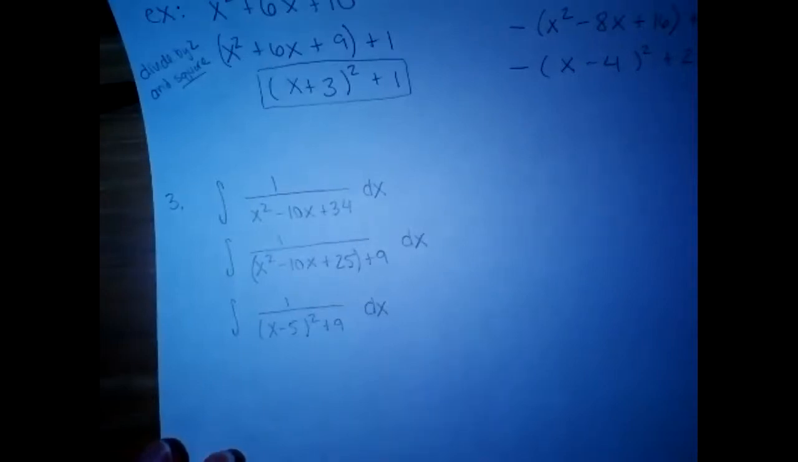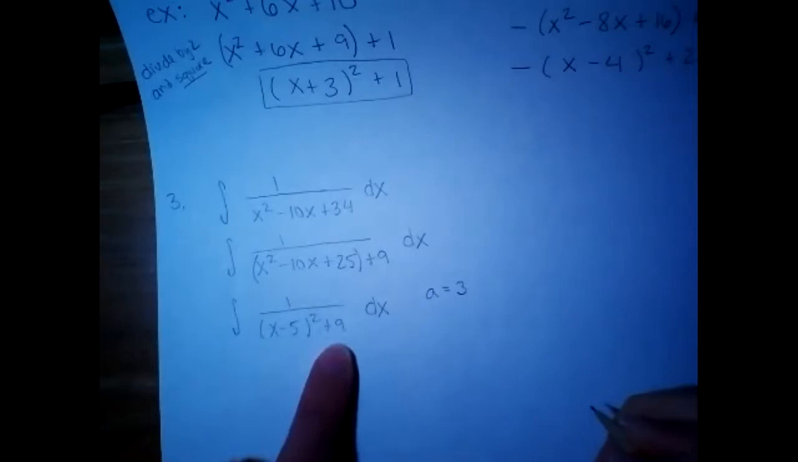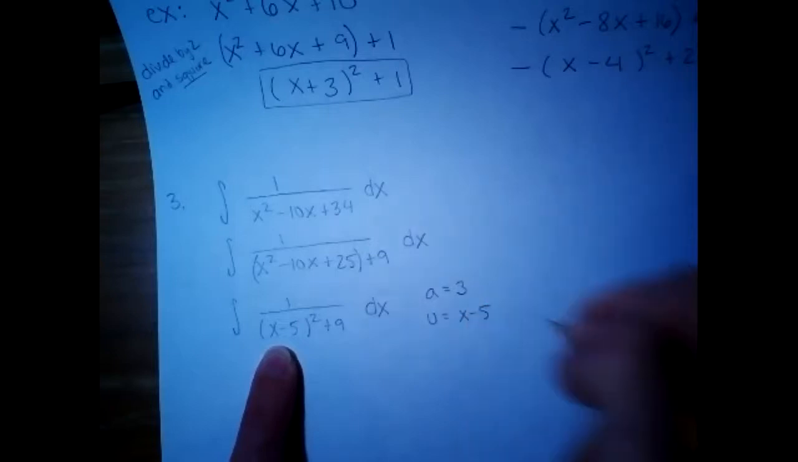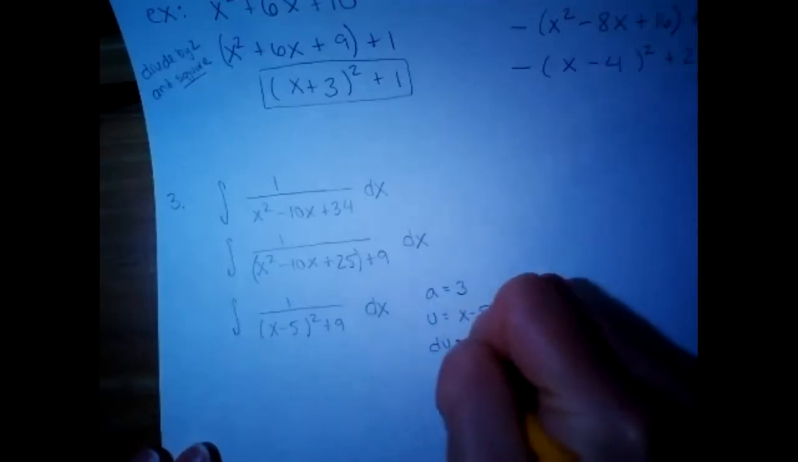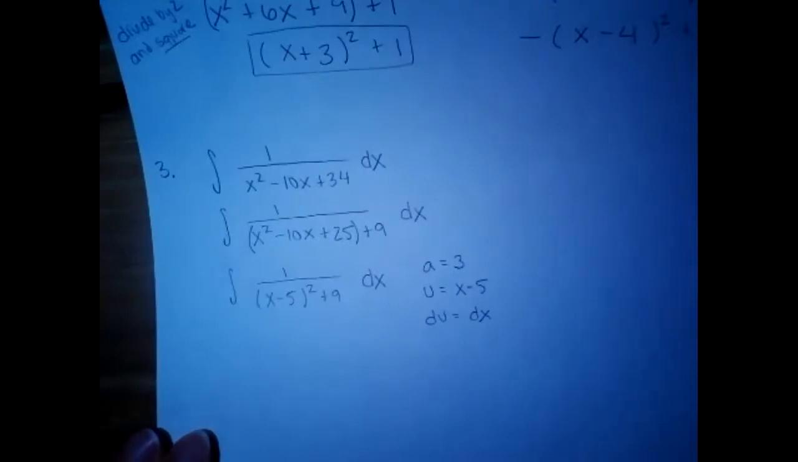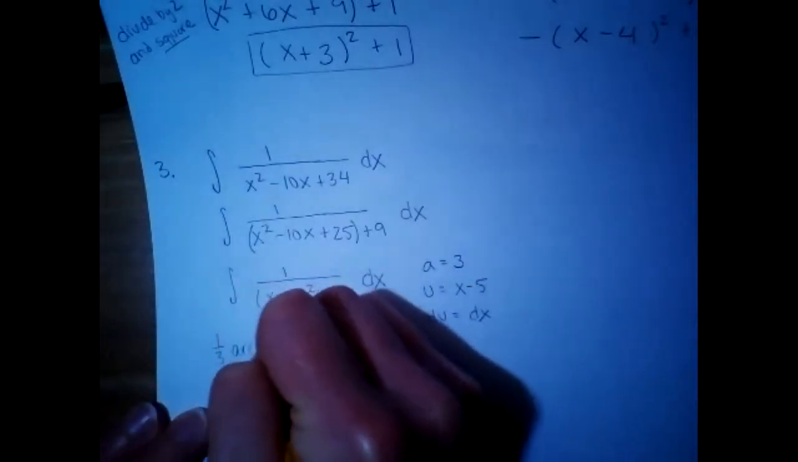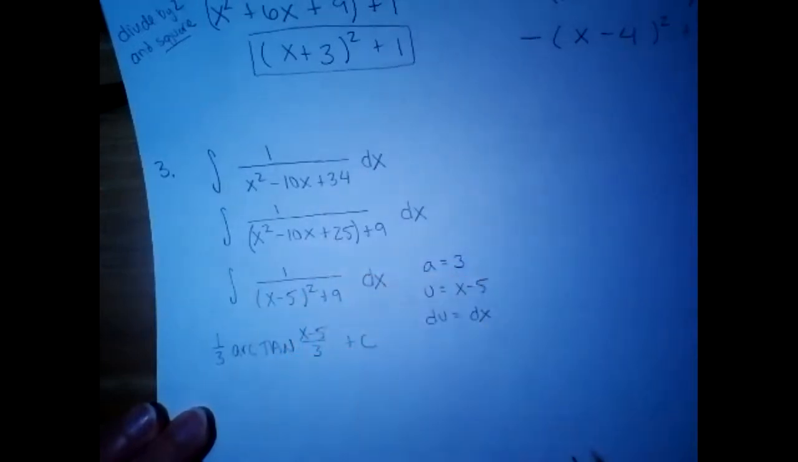So it's going to be arctangent because we don't have a square root here. So a is going to be 3. 3 squared is 9. U is going to be x minus 5. And the derivative of x minus 5 is just going to be dx. So I am going to skip that step that I was telling you you're allowed to skip if you want to. As long as you recognize it's going to be arctangent, you can just go ahead and write out the answer. Arctangent has that 1 over a out front, so it's going to be 1/3 arctangent u over a plus c.